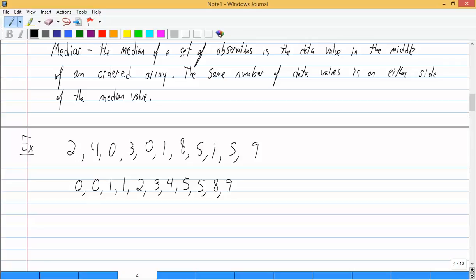Alright, and so 1, 2, 3, 4, 5. The sixth term right here will be exactly in the middle. Notice there are 5 data items on the right of 3, and there are 5 data items on the left of 3. So the data item that's exactly in the middle is 3, so the median is 3.